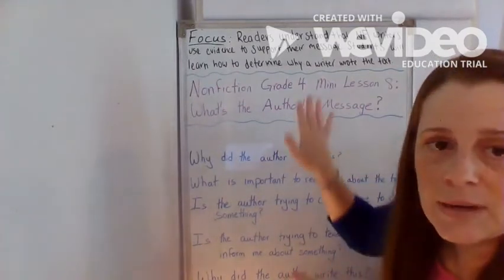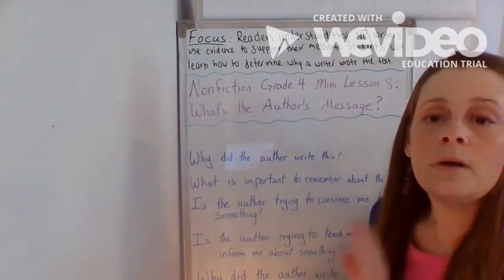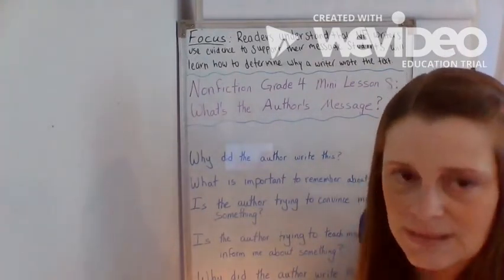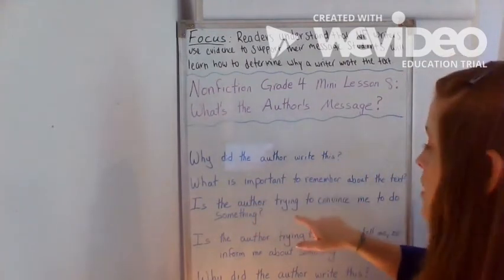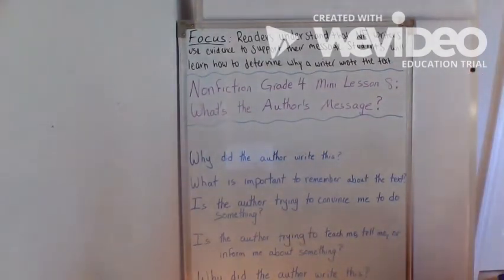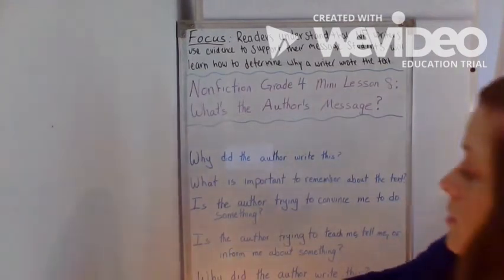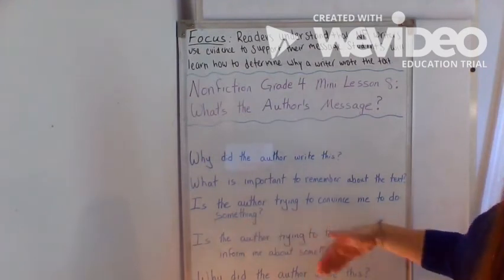Why did the author write this? What is their purpose? Ask yourself what's important to remember when mom or dad ask you, what did you read today in your 15 minutes of reading? What was important to remember? What was the author trying to convince you of during it? And what was the author trying to teach you, tell you, or inform you about during this? And why did the author write this? So bottom line, this is their purpose right here.